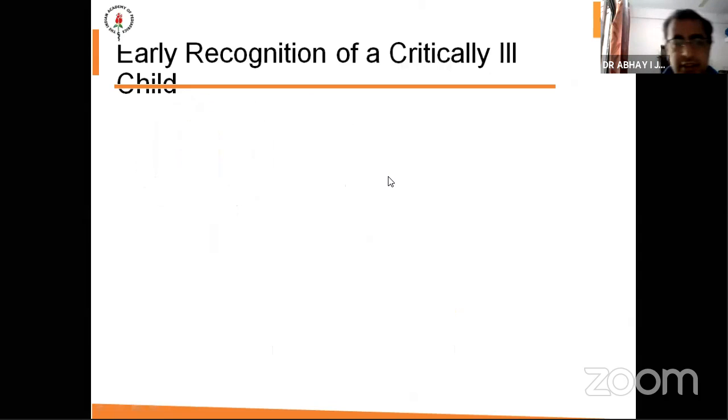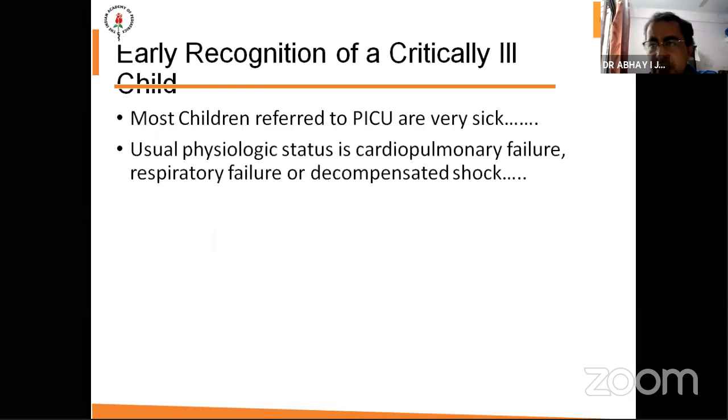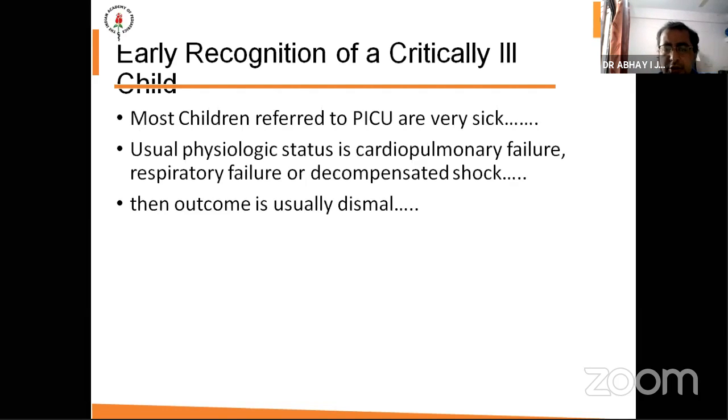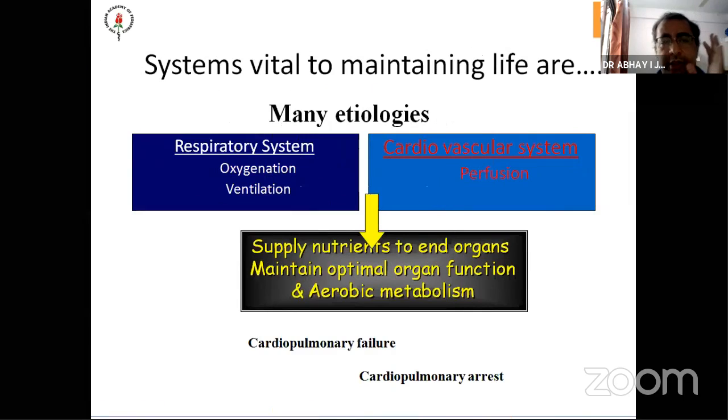Early recognition of a critically ill child is what is most important, because most of the children referred to the ICUs are very sick. Usually it is for two reasons: either respiratory failure or cardiac failure. And generally when they reach this stage in the PICU, the outcome is usually dismal. We have to have a system where they are picked up early, treated early, and if not treated, referred early, so the outcome improves in these cases. So early recognition and transfer of a stabilized child is what is aimed at this moment.